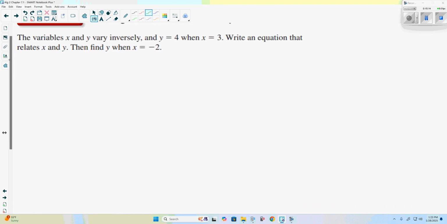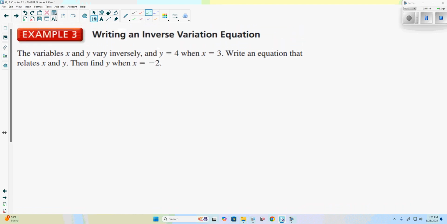Let's look at the last question. Writing an inverse variation equation. The variables x and y vary inversely. So what that means is that our equation is y equals a over x. And when y is 4, the x value is 3. Write an equation that relates x and y. So the first thing we're going to have to do is write an equation. And after we write the equation, we need to find the value of y when x is -2.